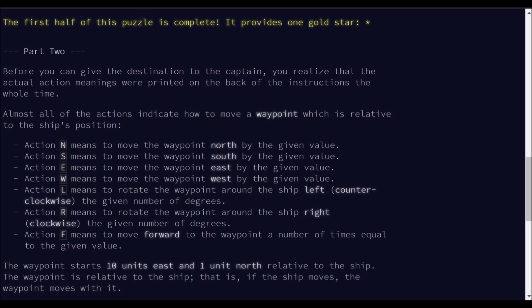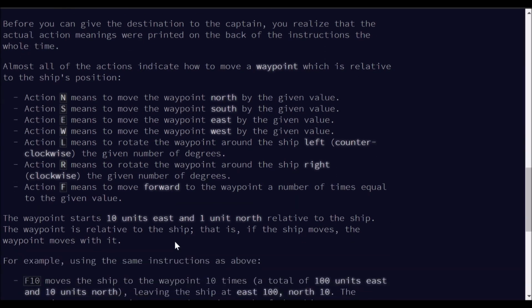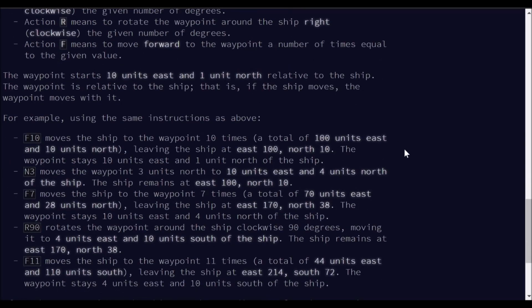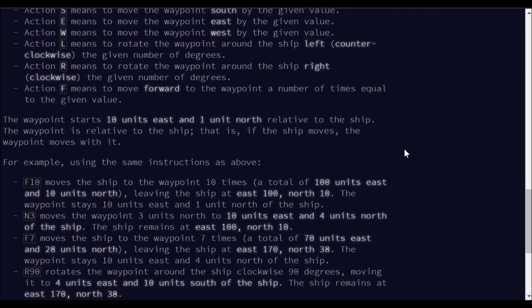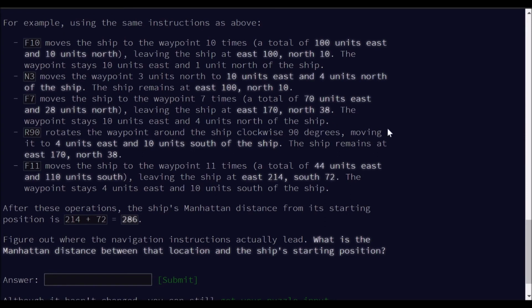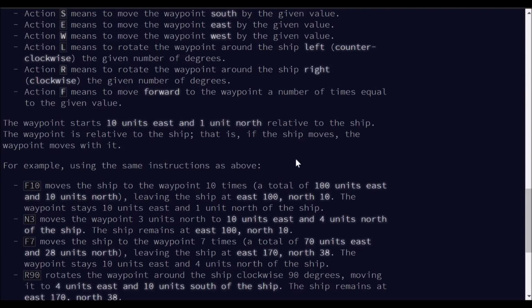Move the waypoint. To move forward to the waypoint, what does that mean? If the ship moves, the waypoint moves with it. I see. So F10 moves the ship to the waypoint 10 times. And it starts 10 units east and 1 unit north. Relative to the ship? Oh, I see. Not move 10 steps towards the waypoint, but treat the waypoint as a delta and apply that delta n times. Okay. Got it.